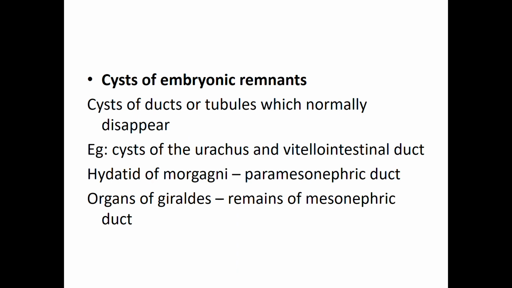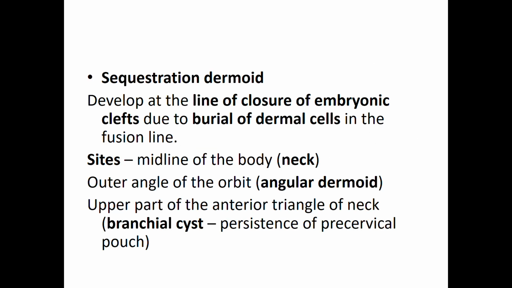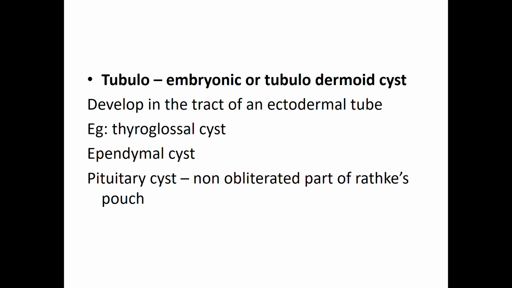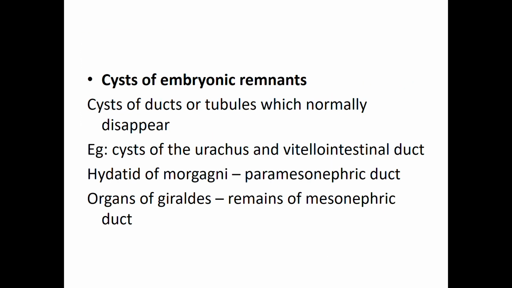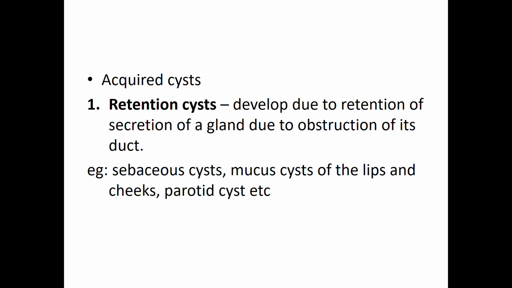So we saw that there are three varieties in the congenital type. One is sequestration dermoid, which is because of the burial of dermal cells in the embryonic fusion lines. Then you have the tubular dermoid cyst, where the cysts develop in the tract of an ectodermal tube, and examples are thyroglossal cyst, ependymal cyst, and pituitary cyst. And then the last one is cyst of embryonic remnants. So these are the fibrous remnants of previous structures which were there in the embryo, and the cysts arise from these structures. Okay.